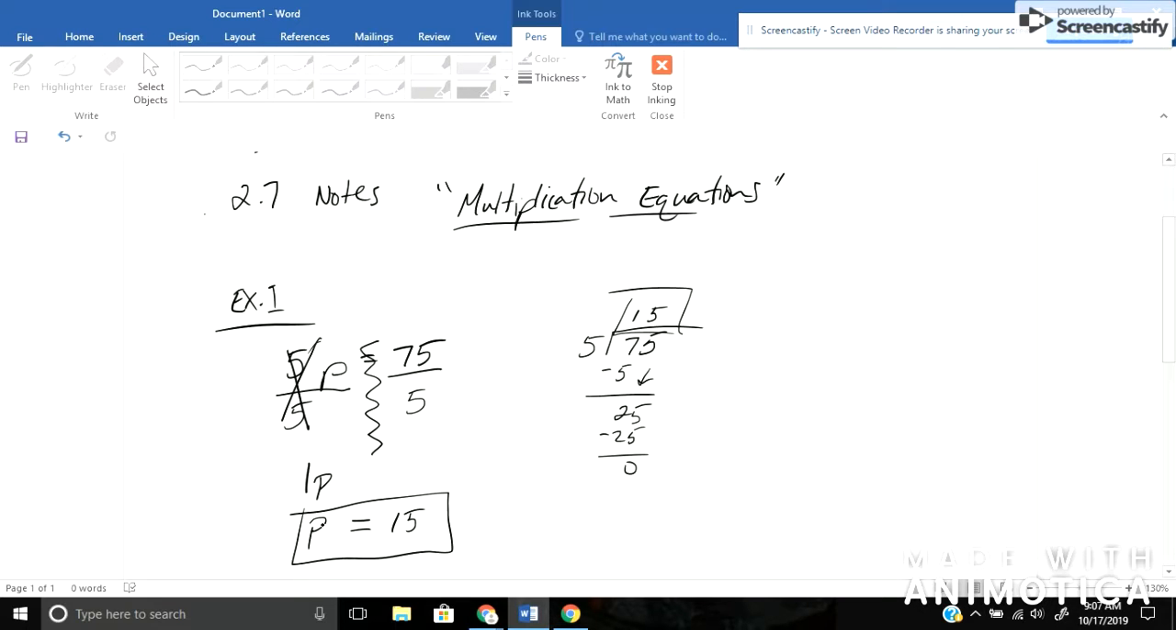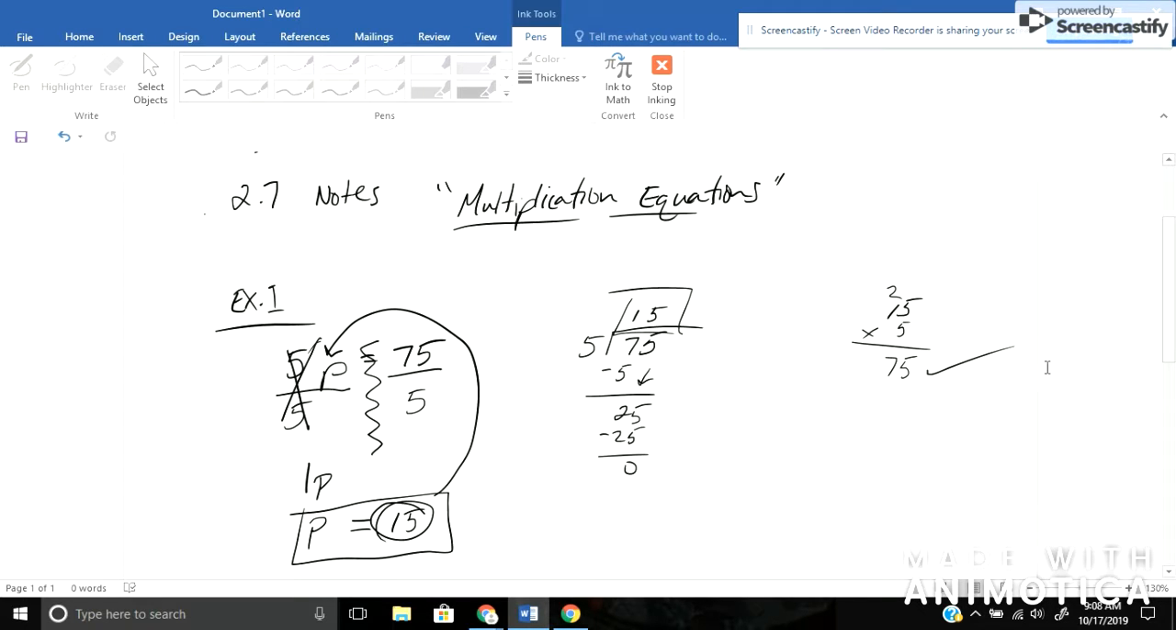Now, remember that you can double check this. Stick your solution back into the original equation. 5 times p, well, I found out p is 15, so 5 times 15. Does that equal 75? Well, let's just check. 15 times 5, 25, carry my 2, 5, 6, 7. Yeah, it does. So I've checked my answer, and I came up with the correct solution.